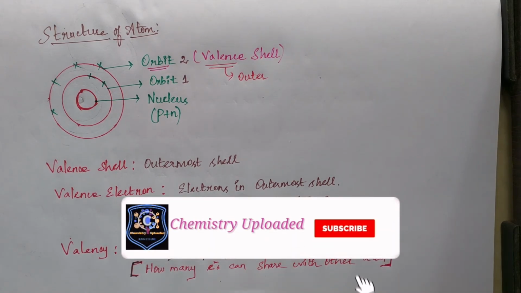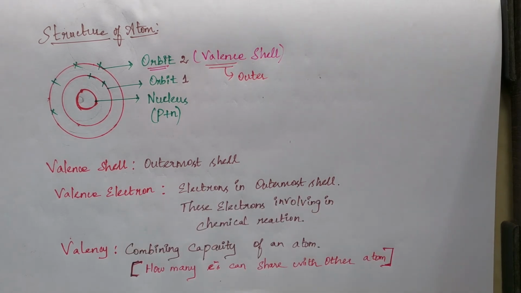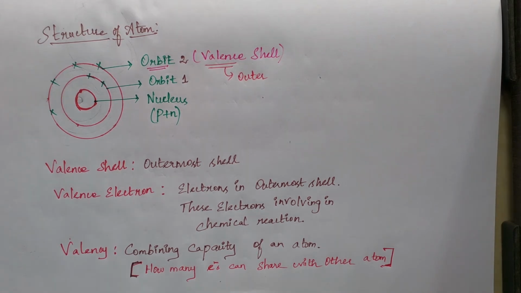Next term is valency. Valency is the term that represents the combining capacity of an atom. That means with how many atoms it can share at a time. For example, consider ourselves. At a time, with how many persons can you share your hands? That means only 2, right? You can share your right hand and left hand with 2 other persons at a time. Like that, with how many atoms can a single atom share its electrons at a time? That is valency. It is a very, very important term. Depending on valency only, it undergoes chemical reactions. So it is an important concept. You should not forget, students.